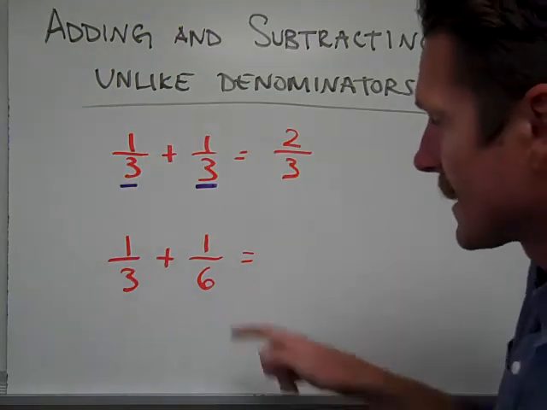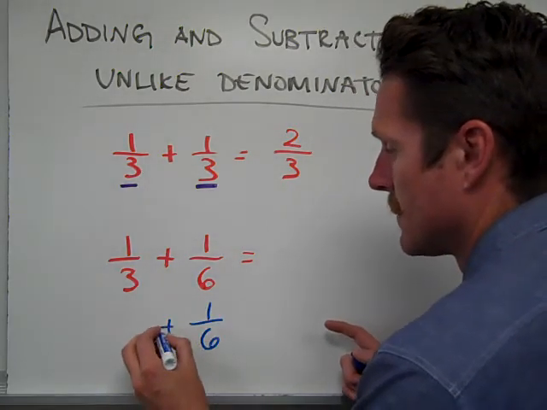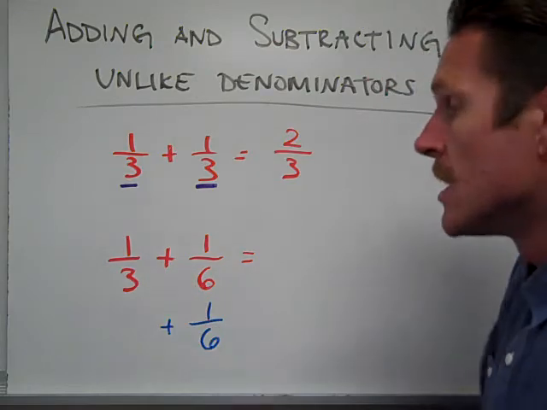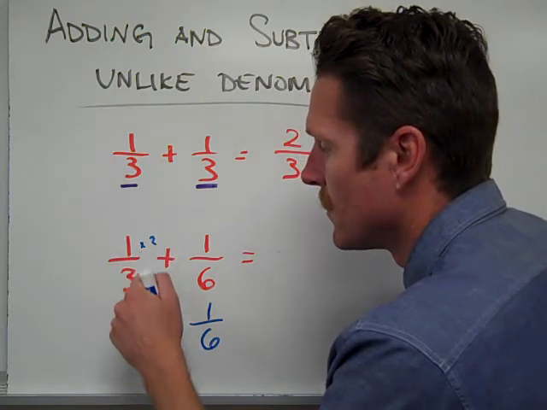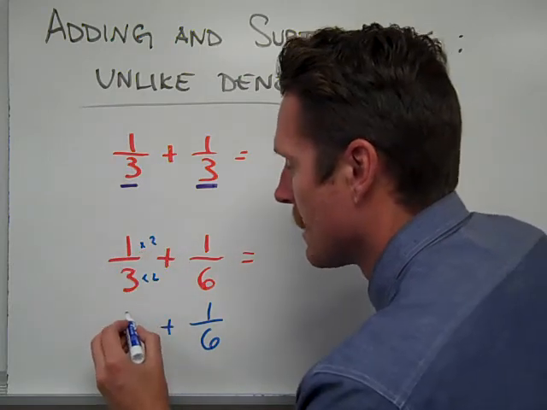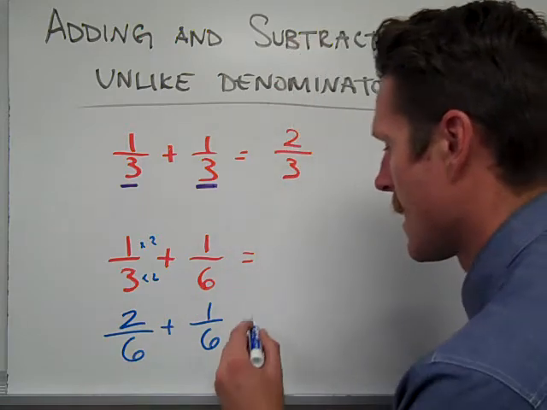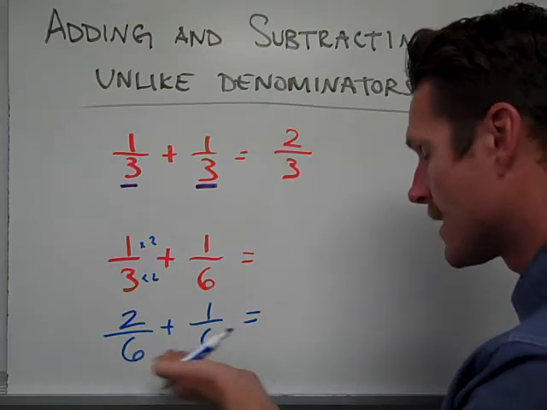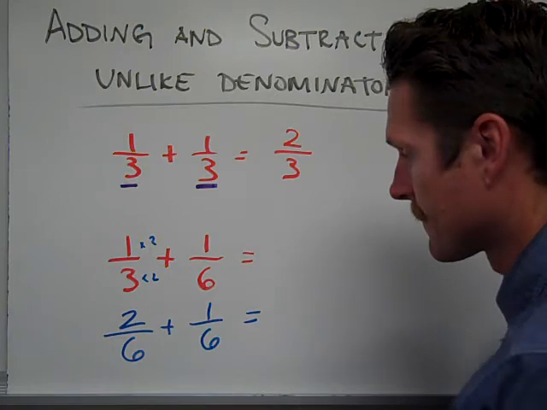So since we're going with 6, this stays the same. 1/6 does not change. But we need to make this into a 6. So we do that by multiplying by 2. And whenever we do the bottom, we have to do the top as well. So this is going to become 2/6. And now we have common denominators. They are like denominators of the same number. They're in 6s. And now we just add.